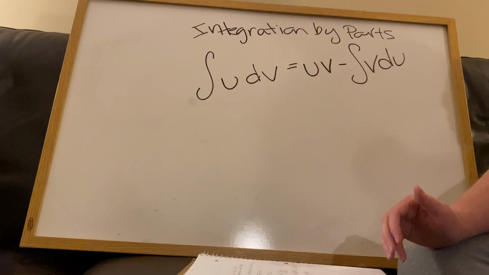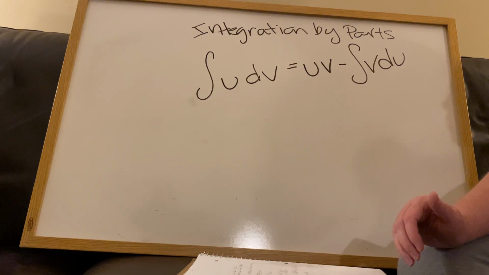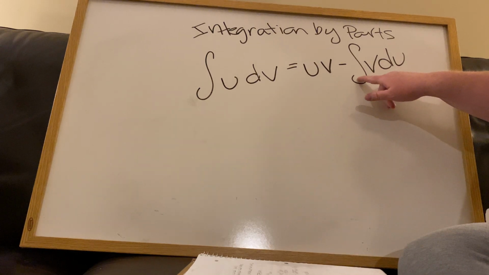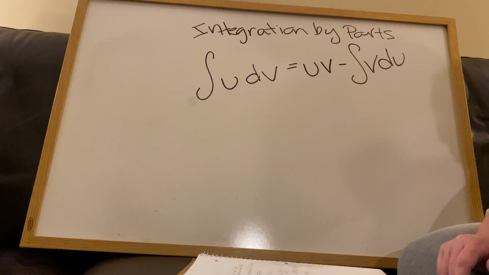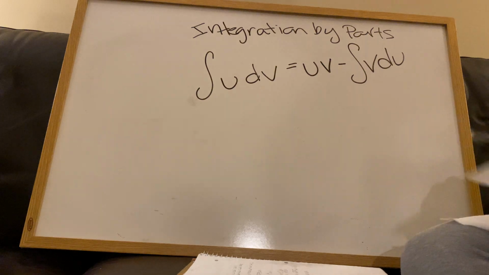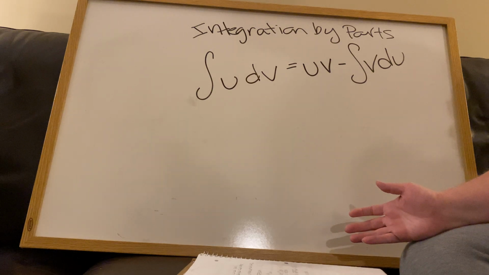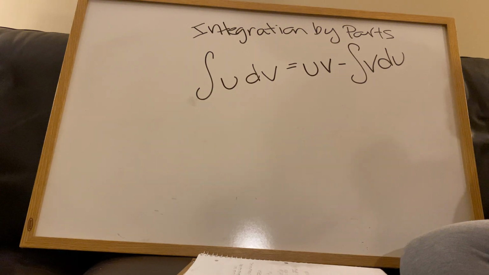You want u to be something that has a relatively simple derivative. Now, often when you integrate using integration by parts, you can get away with just doing this once, and that'll get you the answer. But sometimes this back half is going to require you to do integration by parts again, and we'll talk about what that looks like. This is sort of like u substitution in that you just need to learn how to pick things out correctly, some of which comes with practice.